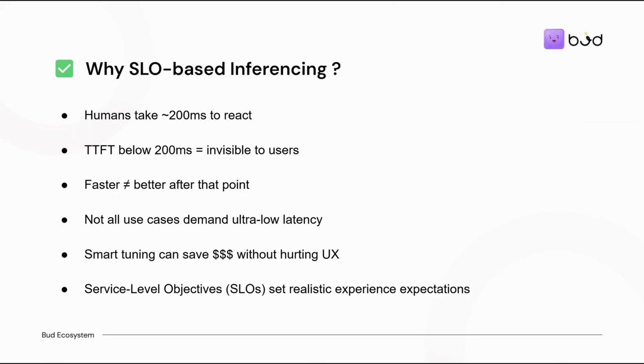For example, when it comes to human-facing applications like chatbots or virtual assistants, generating text faster than what a person can read doesn't actually improve the user experience. It takes approximately 200 milliseconds for a human to consciously perceive a stimulus and begin a voluntary response, marking the lower limit of conscious processing.